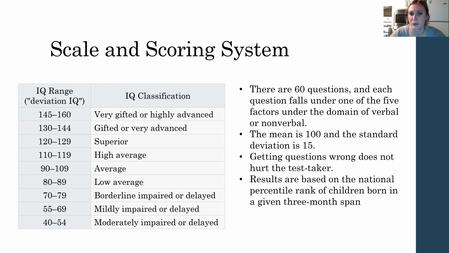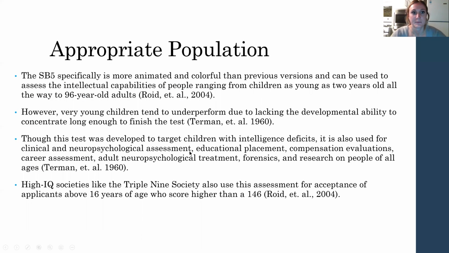Something of note, getting questions wrong doesn't hurt the test taker, so students are encouraged to guess. The results are based on the national percentile rank of the children born in a 3-month span. So when you take the test, you're only assessed based on the children that are exactly your age within 3 months. As you can see on the left here, this is the IQ range, where 100 is average, and anything higher than that is considered gifted, anything below that is considered impaired.